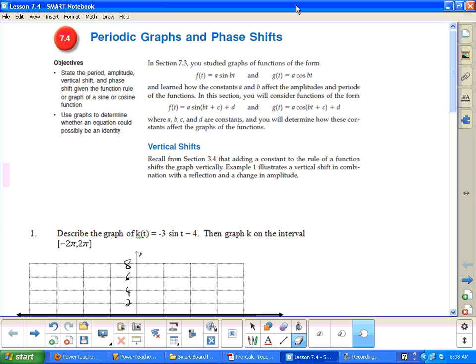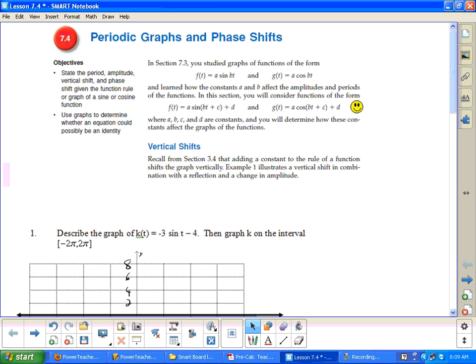Right, so periodic graphs and phase shifts. We looked yesterday at using these two functions, a sine of bt and a cosine of bt. And we learned how the constants a and b affect amplitudes and periods. So here's our general rule, which is a tad bit different than what we've been using. But we can look at it anyway and just be able to understand what those letters affect.